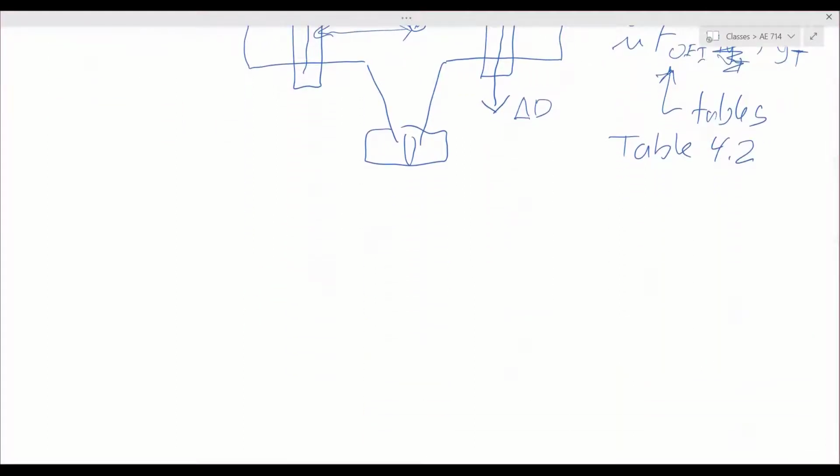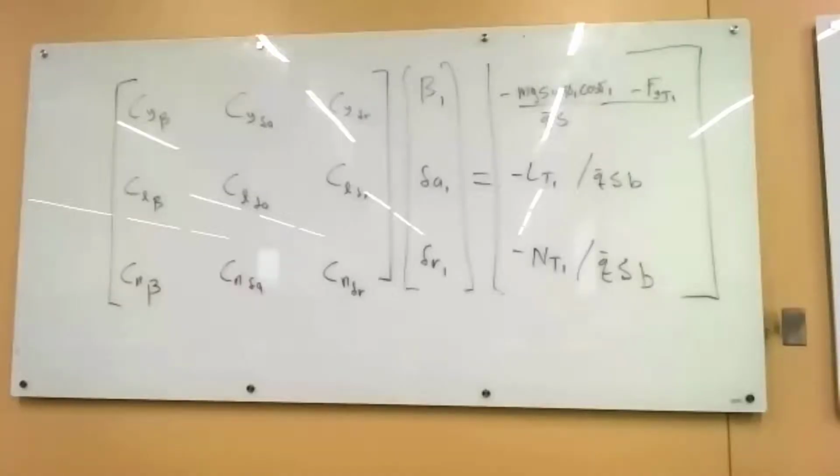In fact, I'm going to go back to the board to do this, because we're going to put the numbers into this matrix. In your book is an example airplane with data for a one-engine inoperative condition. This is on page 223 that I'm going to put up on the board.